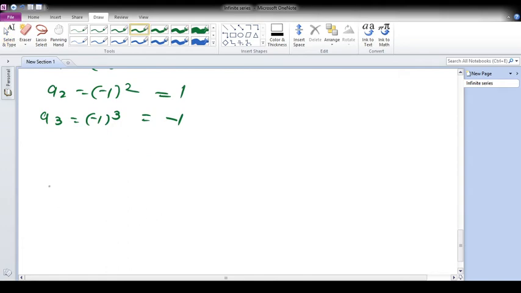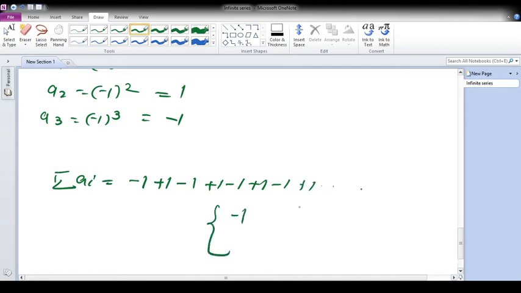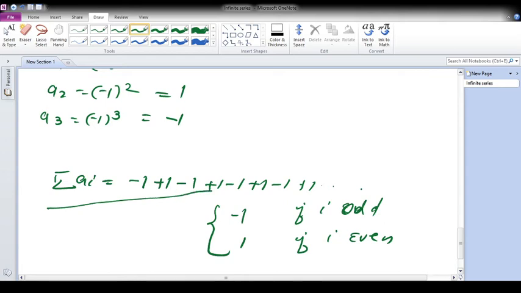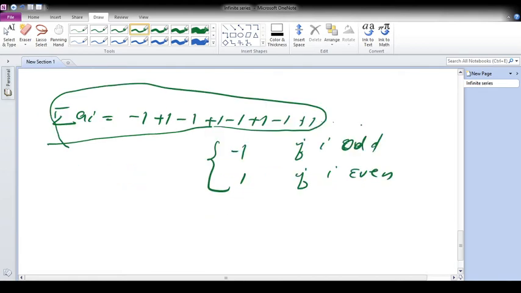So we can write the series summation AI equal to minus 1 plus 1 minus 1 plus 1 minus 1 plus 1 minus 1 plus 1 etc. That is, you can write minus 1 if I is odd and 1 if I is even. So we can write the series minus 1, plus 1, minus 1, plus 1, etc. So this is the series.